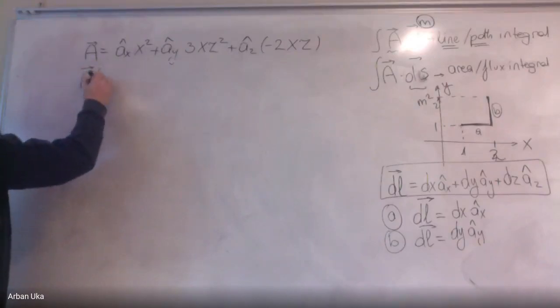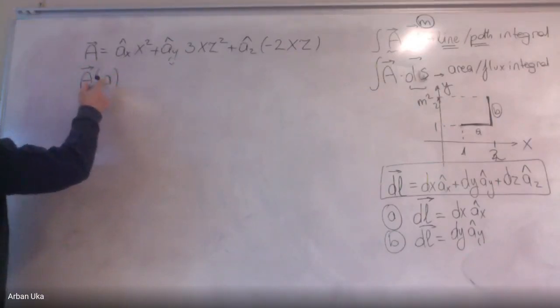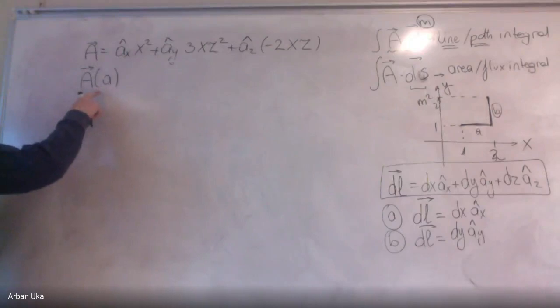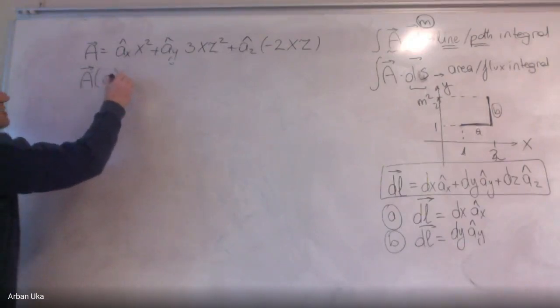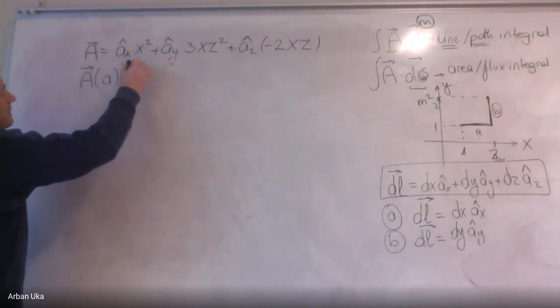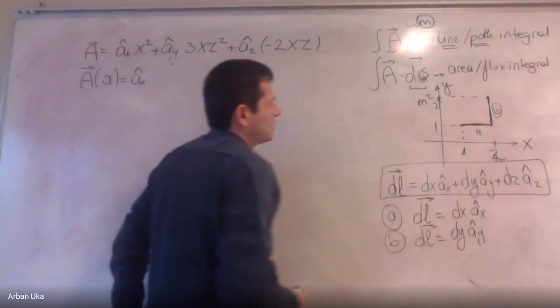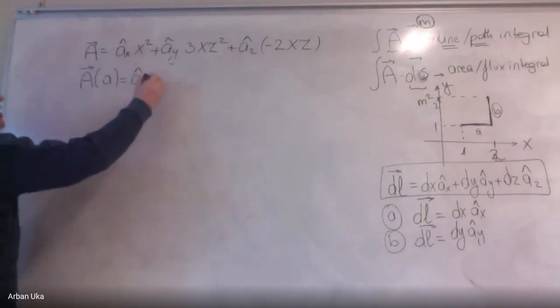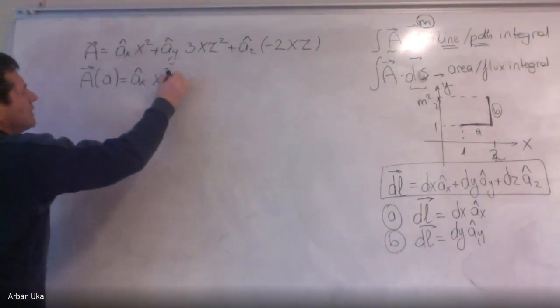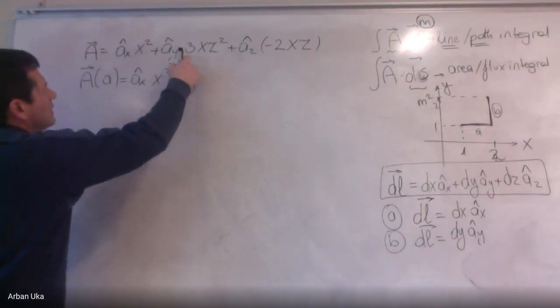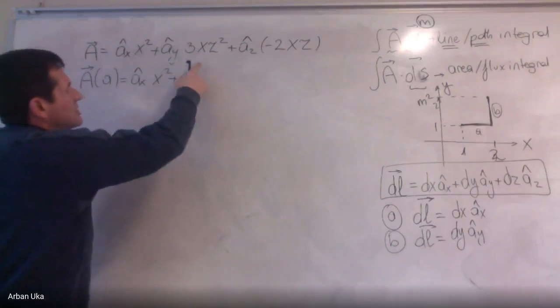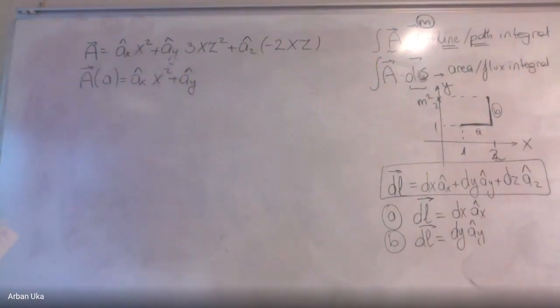Let's write it like this. This A, I'm writing here in parentheses, along the segment small a. This is equal to ax. What is x if you are moving along this component? It's x, it's changing, right? We keep this one as x squared, plus ay. Now, 3, what is z? Z along the axis is just equal to 0.